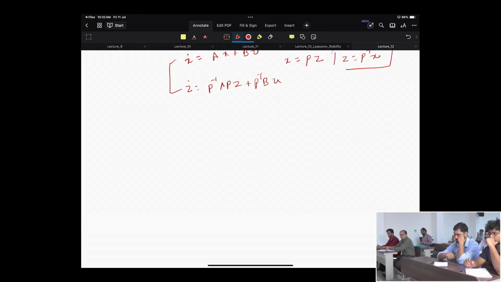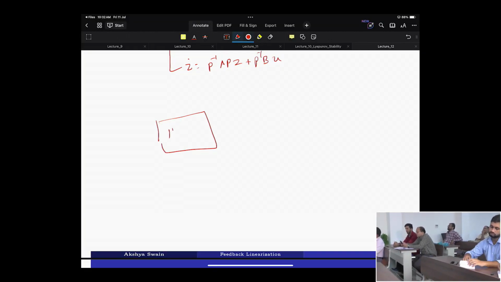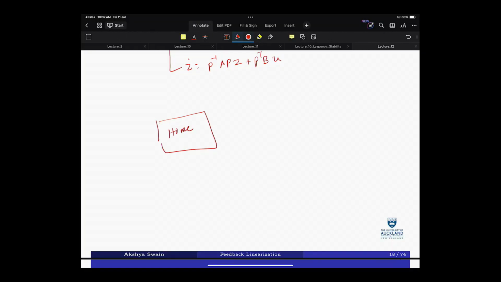Say, for example, this is our home, difficult to control. You transform to the mall, the shopping mall, see here.